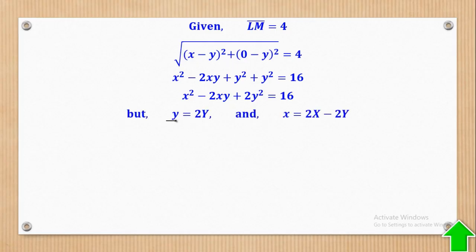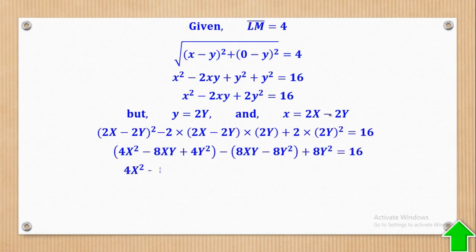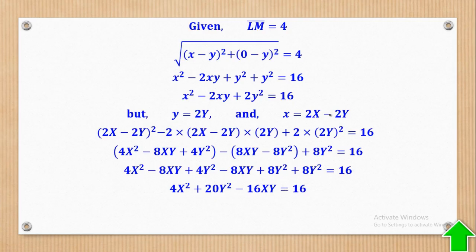But we already know that small y is equal to 2 capital Y and small x is equal to 2 capital X minus 2 capital Y. Therefore, we shall substitute. Simplify. Collect like terms. And then try to reduce to come up with that.